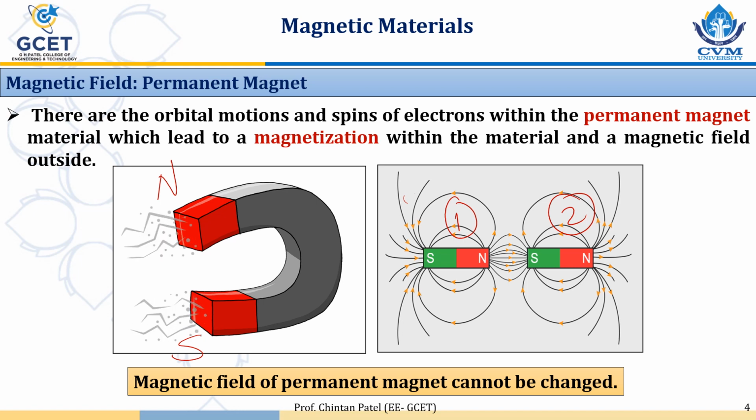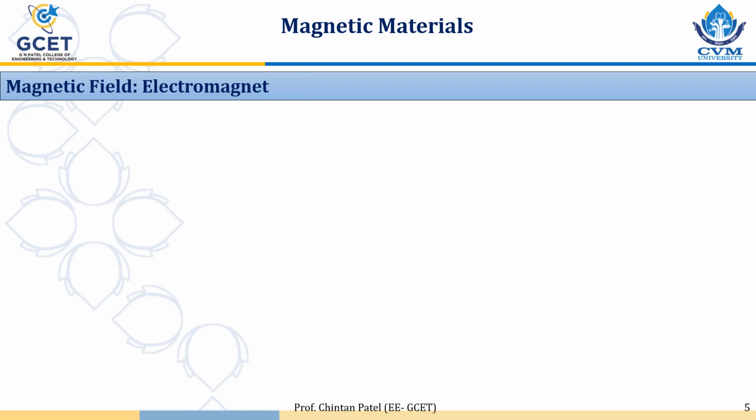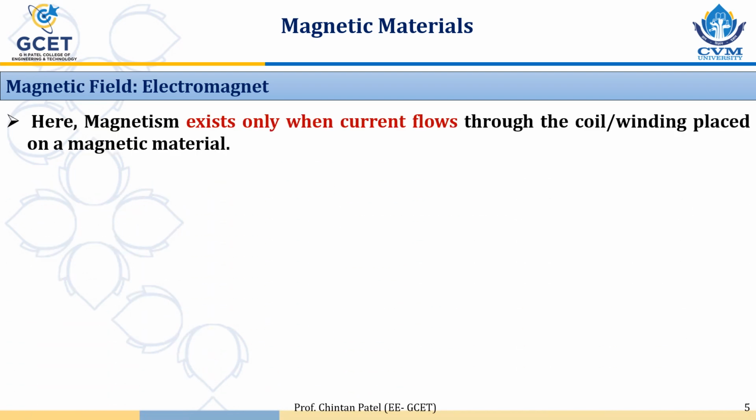In many applications, we need a controllable magnetic field. Sometimes we need a higher field, sometimes we need a smaller amount of field. So we need to control the magnetic field. And an electromagnet gives the controllable magnetic field.